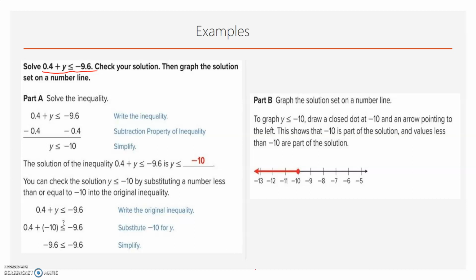First step, we need what? We need the y alone. How do we get rid of this number? Just find the inverse of this number. This number is 0.4. Since it's a positive 0.4, we're going to give it a negative 0.4, as you can see from here. So 0.4 minus 0.4, it's gone.